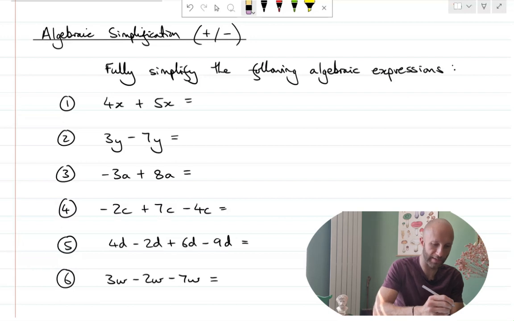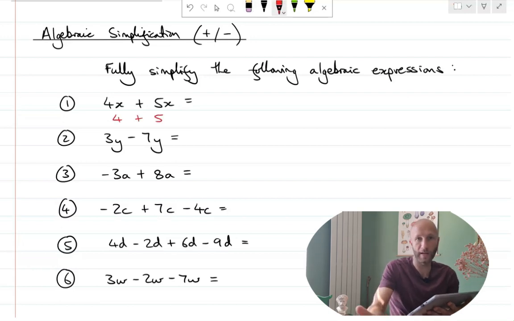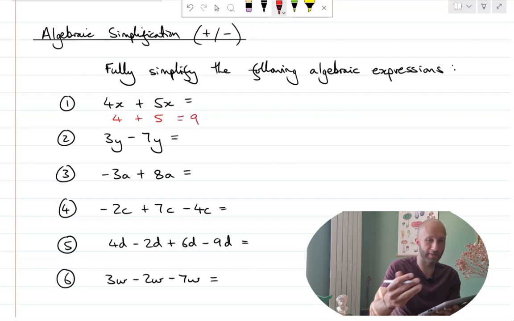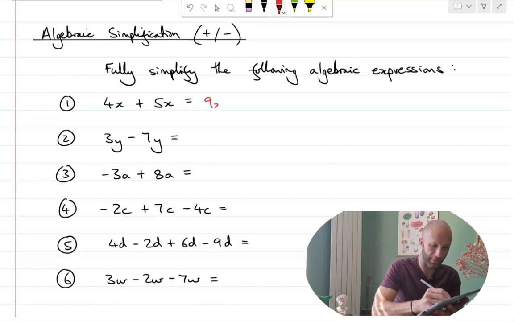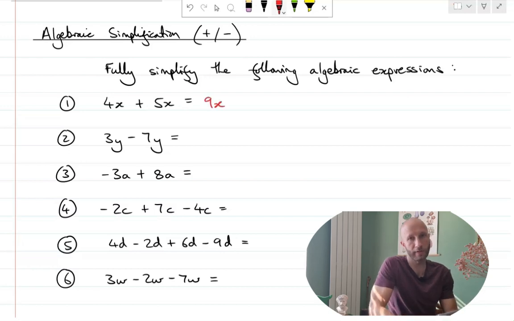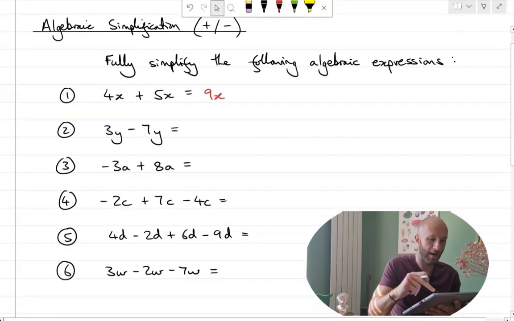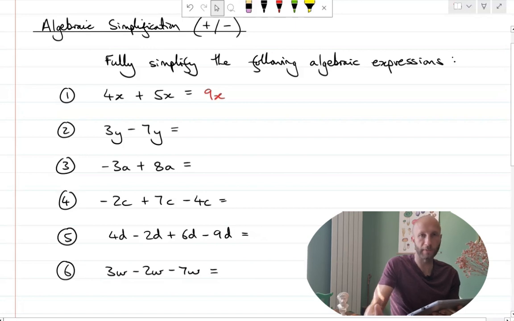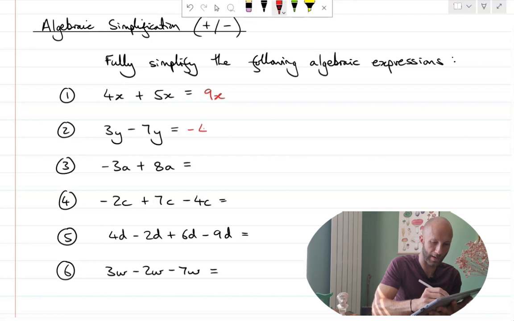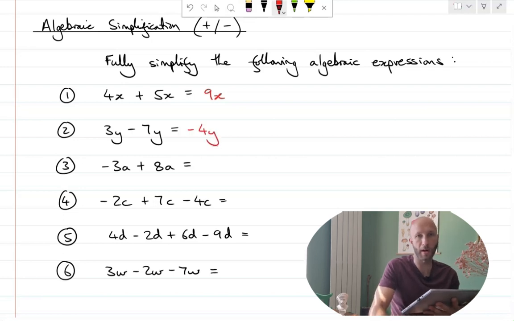So 4x plus 5x, this is simply the same as 4 plus 5, but I've got x's, so the answer is just going to be 9, and because it's 4x plus 5x, the answer will just be 9x. So it's as simple as that. If you're adding and subtracting numbers and you're good at that, you're well aware of your positives and negatives, there's no reason why you shouldn't find this relatively straightforward. 3y minus 7y. Again, the crux of this is just to do 3 minus 7, which is minus 4. But because they're y's, we're going to end up with minus 4y.